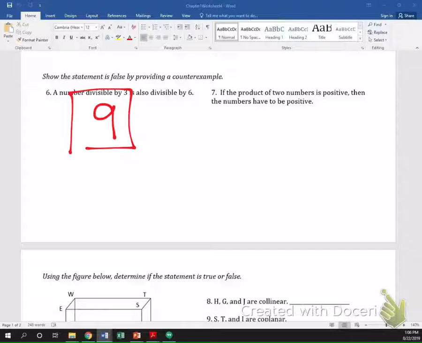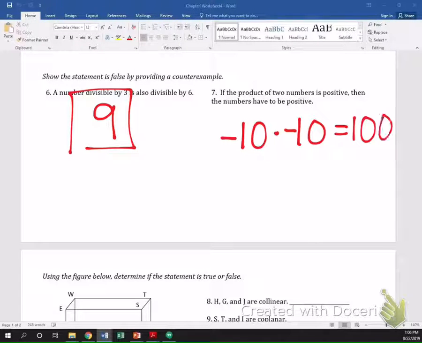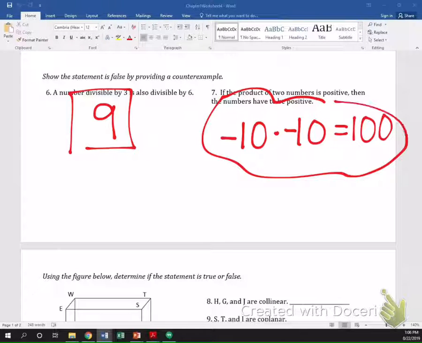Number 7, if the product of 2 numbers is positive, then the numbers have to be positive. Yeah, just give me 2 negatives multiplied together, make it a positive. Counterexamples, I don't need a big long sentence. I don't need a bunch of information. Just show me that what they're saying could be wrong.